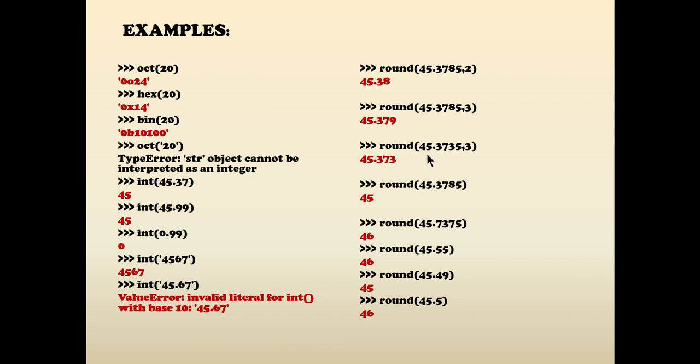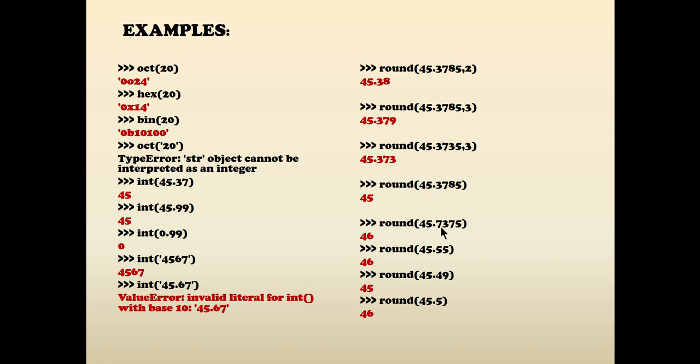Again, for 45.3735, the result is only 3 decimal places, 45.373. And then round of 45.3785, where I didn't give any number of digits. In that case, it will be rounded to the nearest integer. If it is more than 0.5, 1 will be added. If it is less than that, it is the previous integer, whatever integer is given. So here the value is 45.